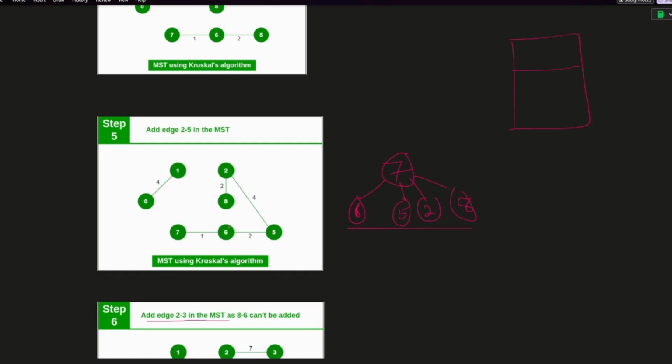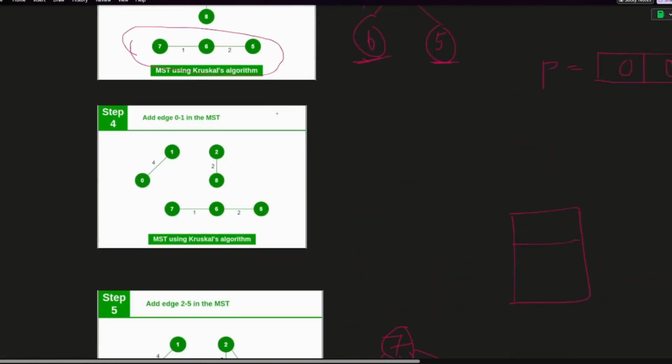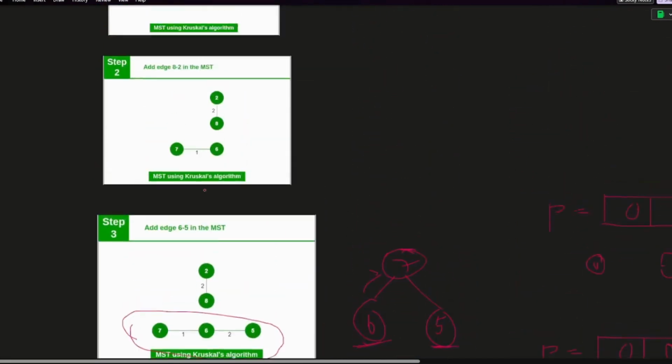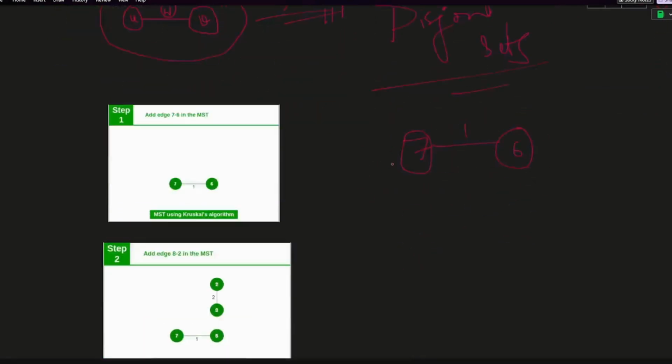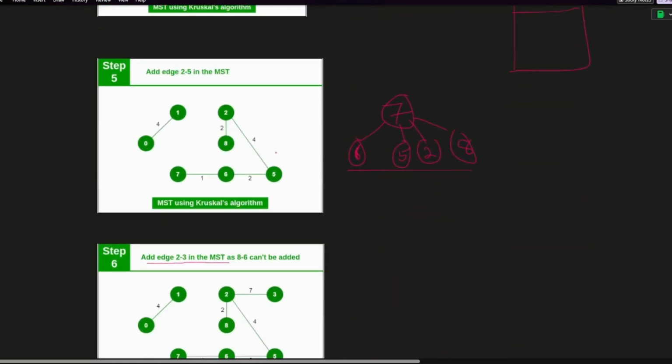Now the question is, how in the world would you tell a computer that this sort of path would actually lead you to creating a cycle? How do you do that? This is where the concept of disjoint sets comes into the picture. Disjoint sets.